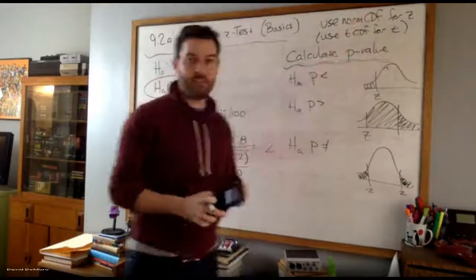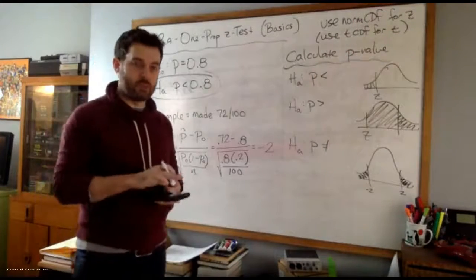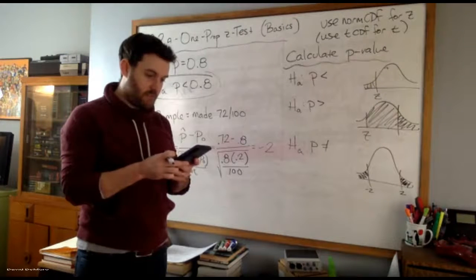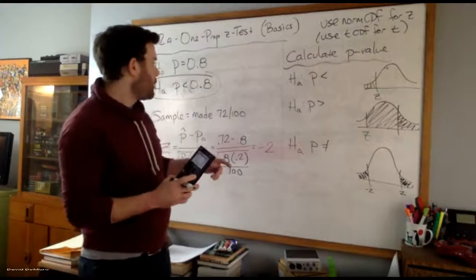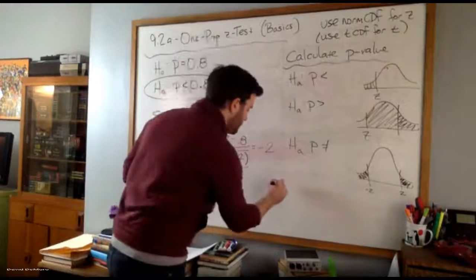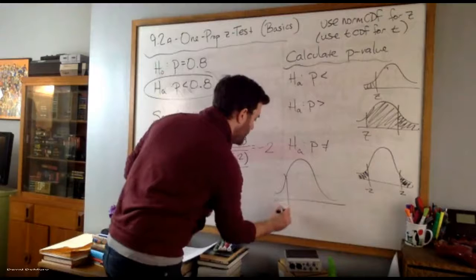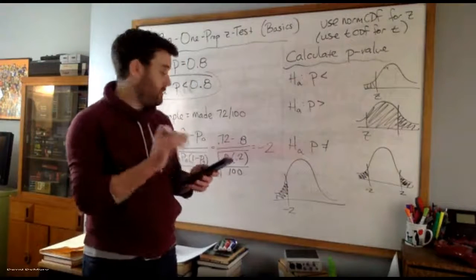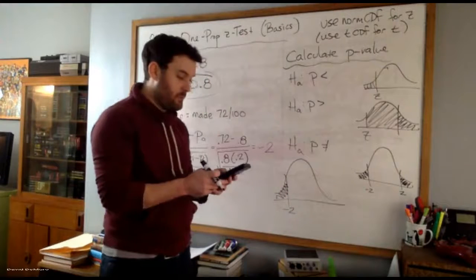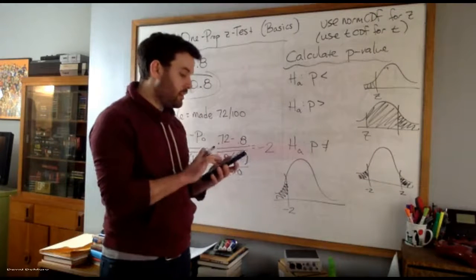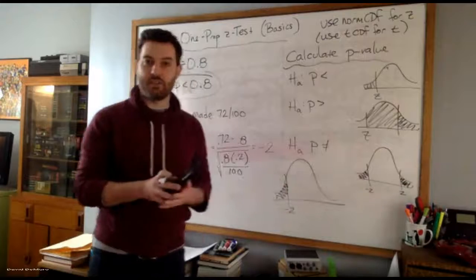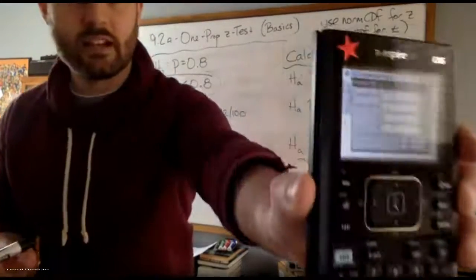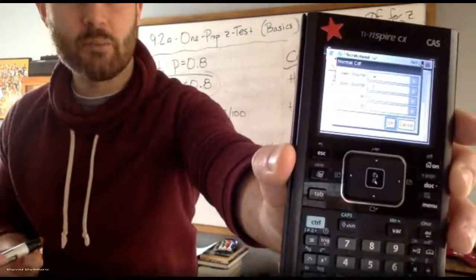So here we have a z-score and a normal curve for proportions. We're going to go into good old menu 6.5 to normal CDF. Our lower boundary would be negative infinity. Our upper boundary would be -2. And because we've standardized it to a z-score, you're going to leave your standard deviation as 0 and 1. So that's what you're setting up right there.